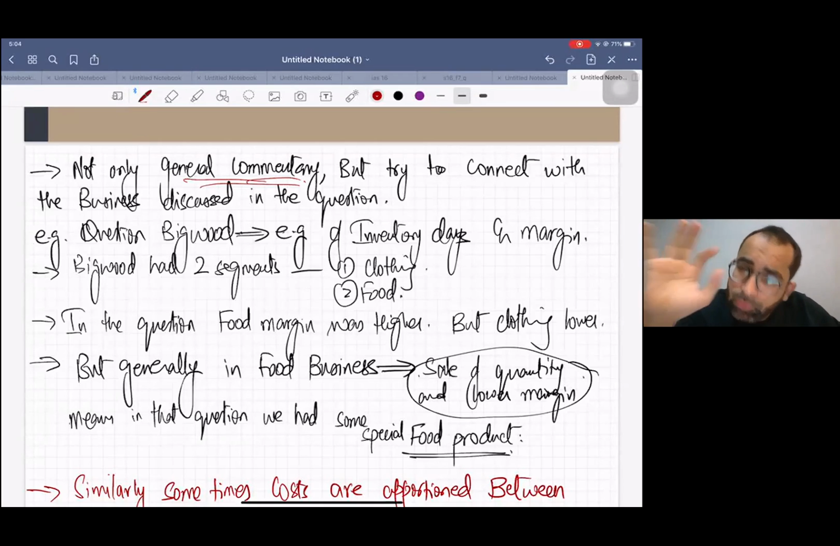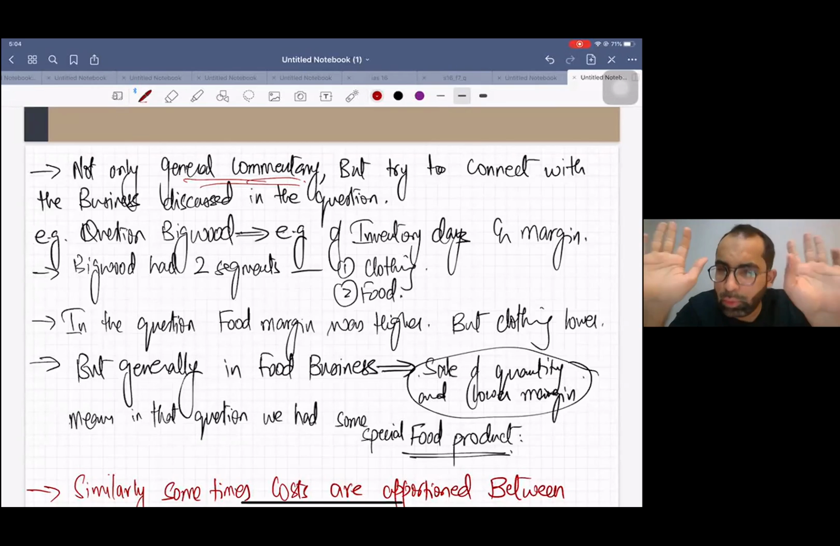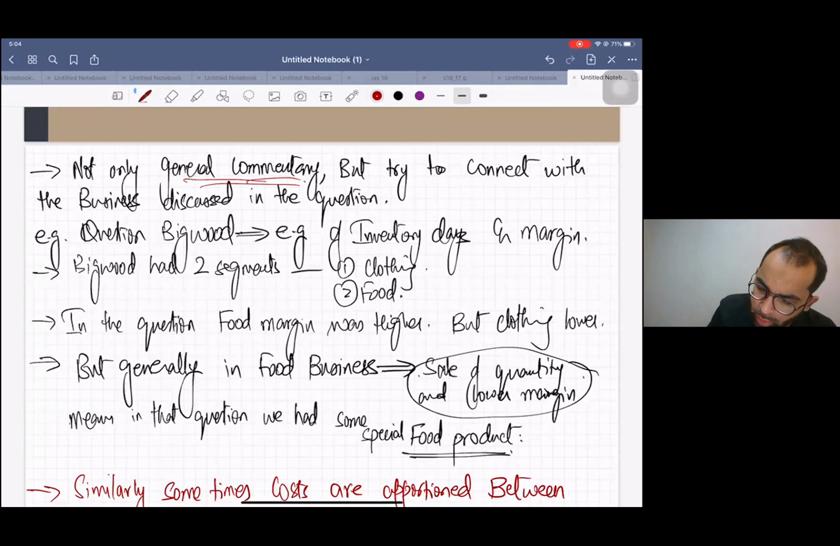Yes, you can memorize a few things. The generalized lecture of ratio is important, no doubt. But when you do a practical question, you need to connect things with the question given in the scenario. Try to connect with the business discussed in the question. I will be sharing a few examples with you.